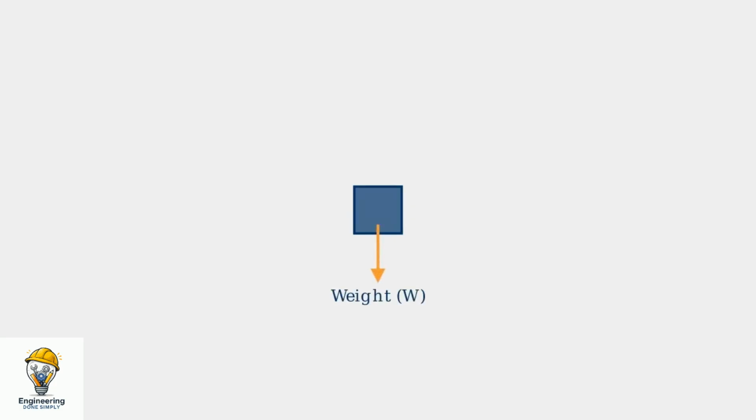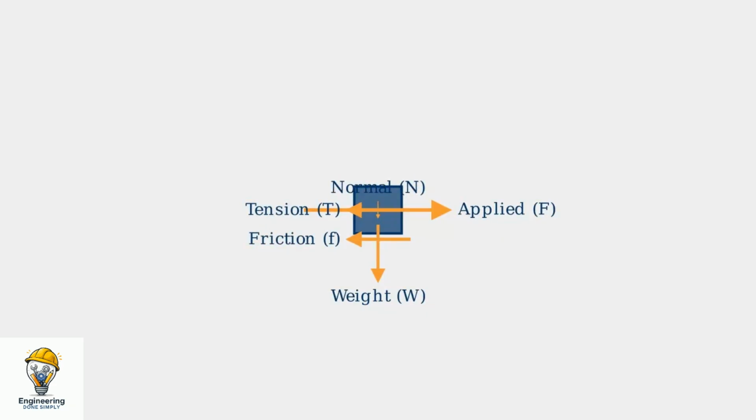In the free body diagram, show only external forces acting on the object. Internal forces within the object are not included. Clearly label all forces with their magnitude, if known, and direction. Use arrows to show the direction and magnitude proportionally. Clear labeling is crucial for accurate analysis and communication.